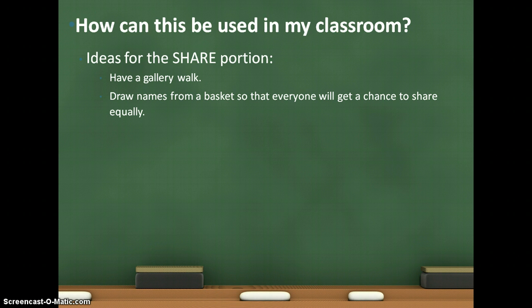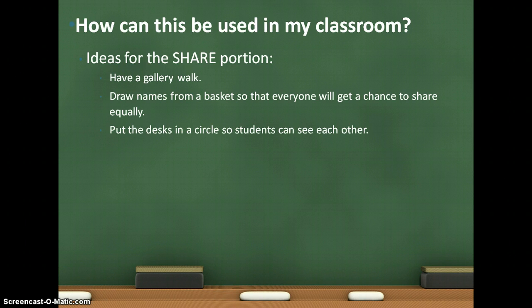You can draw names from a basket so that everyone would get a chance to share equally. Like I said before, teachers have their favorites. Maybe they're not the favorite students, but they call on a certain person just because they think they're not paying attention or because they're sitting near the front. This allows everyone to get an equal chance, and it keeps people on their toes so they know that at any moment their name might be called next.